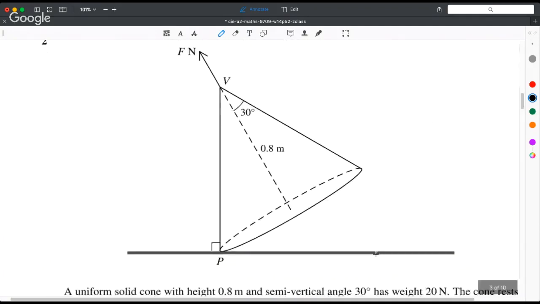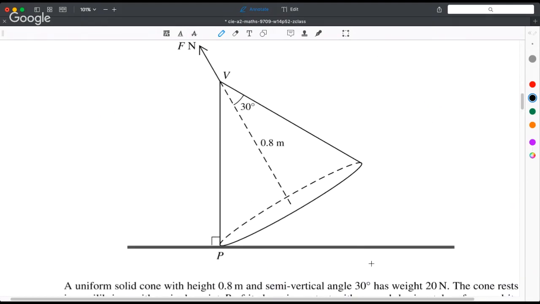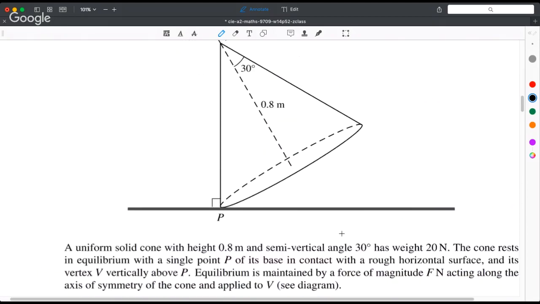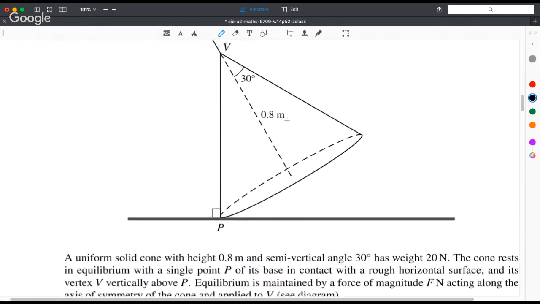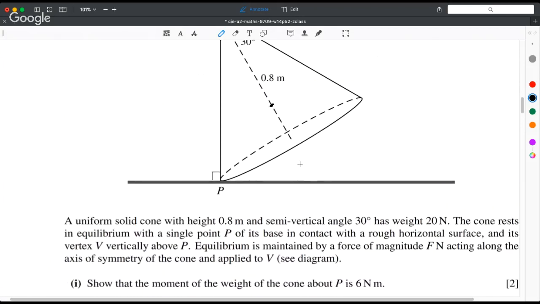Okay, question 2. So we've got this cone held in place by this force. And so this is all going to be about the center of mass. So we know from the formula booklet that the center of mass of a cone lies 1/3 up the way from the base, or equivalently 2/3 from the vertex down the center line. So it's over here. And what we want is moments around P. So its equilibrium is being maintained. So we know that the moments must balance.